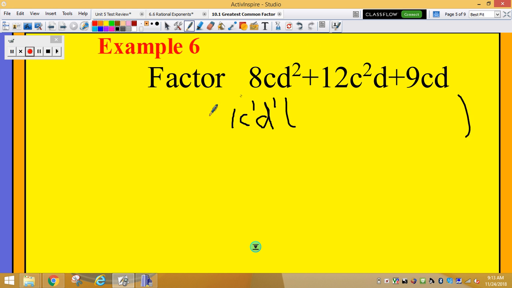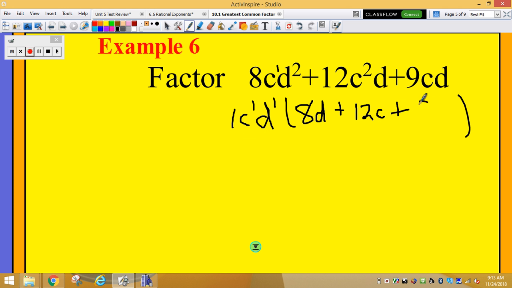So let's divide. 8 divided by 1 is 8. You had 1 C and you're taking 1 out, so no more C's. You had 2 D's and you're taking 1 out, so there is a D left. 12 divided by 1 is still 12. You had 2 C's and you're taking 1 out, so that leaves a C. You had 1 D and you're taking 1 out, so no more D's.